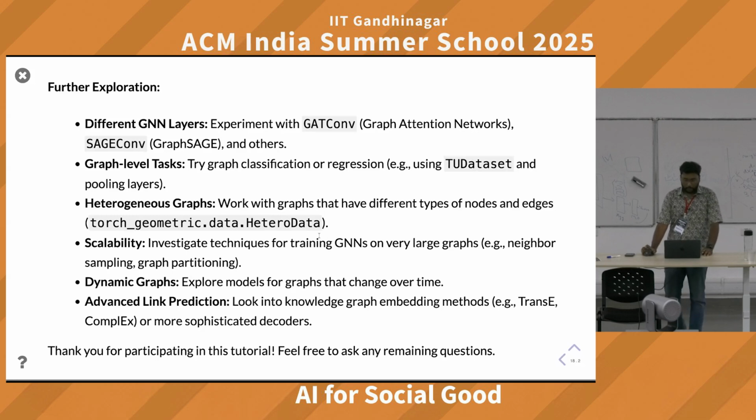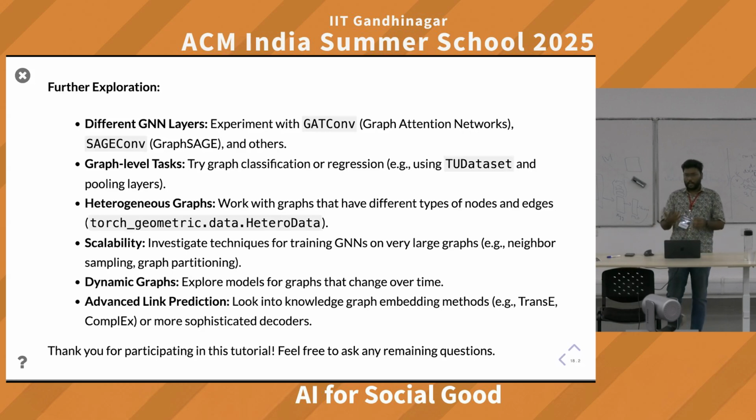Okay, so there are heterogeneous graphs where nodes have different meanings, right? In the Cora dataset, what we saw is that every node is a paper. Now, a heterogeneous graph can be thought of as in a recommendation system where there are users and products. User is a kind of node, product is a kind of node, right? So it's a heterogeneous graph.